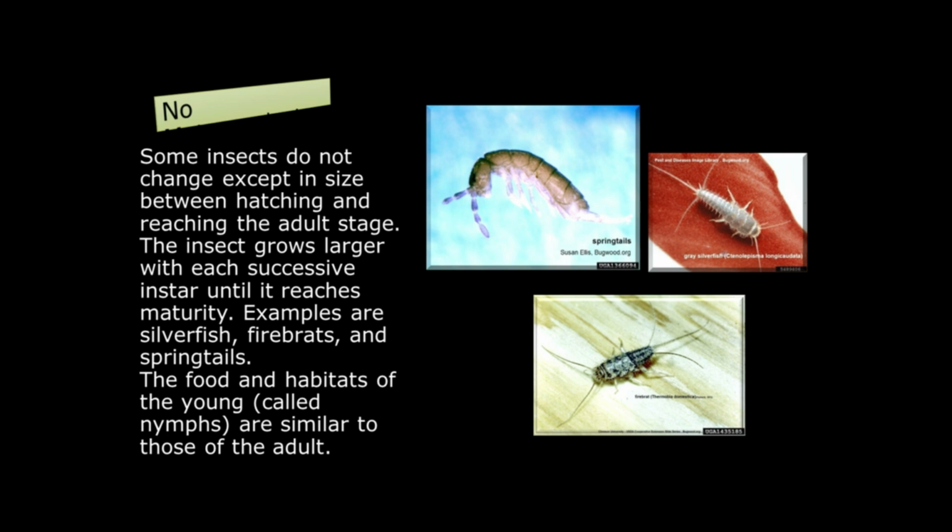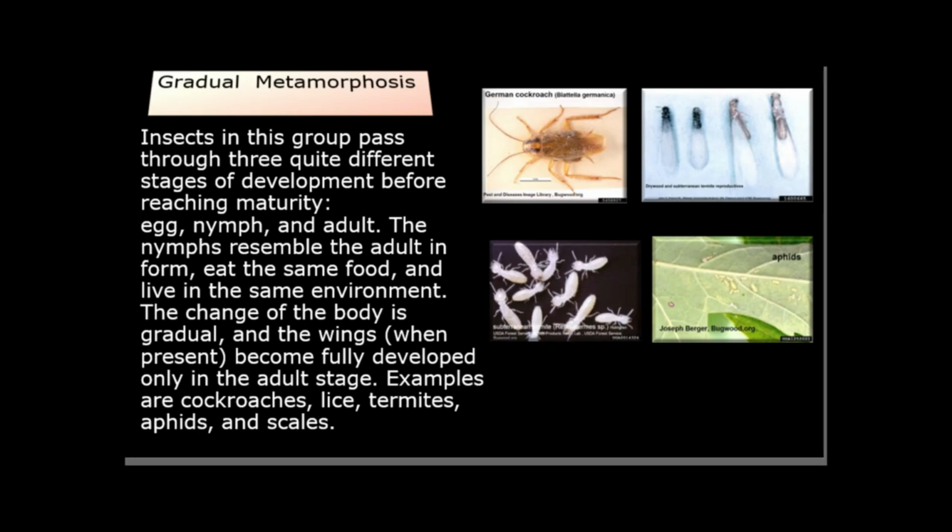The food and habits of the young, called nymphs, are similar to those of the adult. When looking at gradual metamorphosis, insects in this group pass through three quite different stages of development before reaching maturity. This is going to be the egg, the nymph, and the adult. The nymphs resemble the adult in form, eat the same food, and live in the same environment. The change of the body is gradual, and the wings, when present, become fully developed only in the adult stage. Examples of this are cockroaches, lice, termites, aphids, and scales.